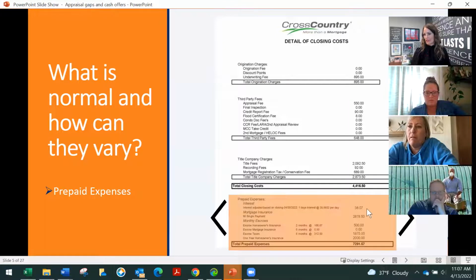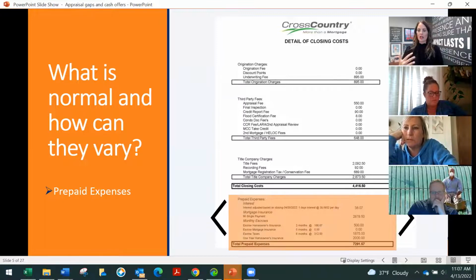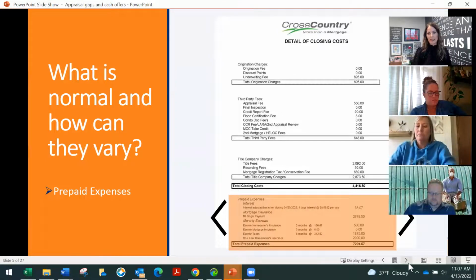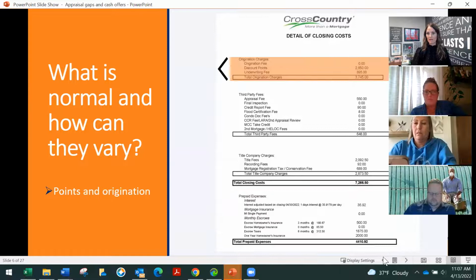Prepaid expenses. These are setting up taxes and insurance to be paid on their behalf. First year of homeowners insurance is always in there. The other thing that always catches me is mortgage insurance. If we're doing a single pay mortgage insurance, it will show up in the prepaids. I had a client tell me that she thought our fees were more expensive because she was doing a single pay mortgage insurance and it was showing up there. We were actually cheaper, but it's how they interpret. They're not getting these breakdowns, they're just getting the totals.